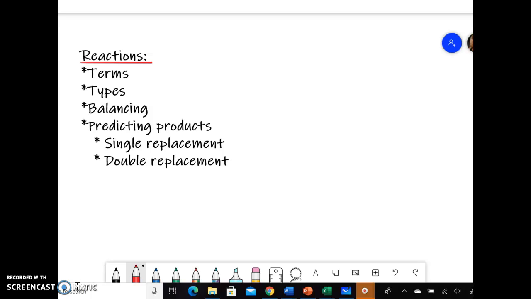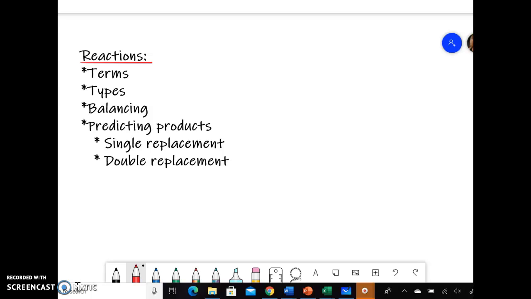When we're writing these reactions, we also have to make sure that we follow the law of conservation of mass, which says that you can't create or destroy things. So if you start with 2 atoms of something, you have to also end with 2 atoms of that something. So that's the reason that we balance these reactions. And we'll talk about balancing in just a few minutes.